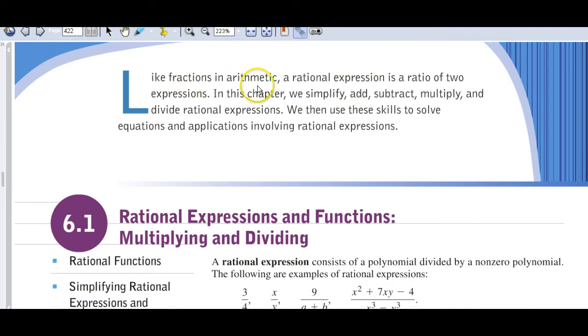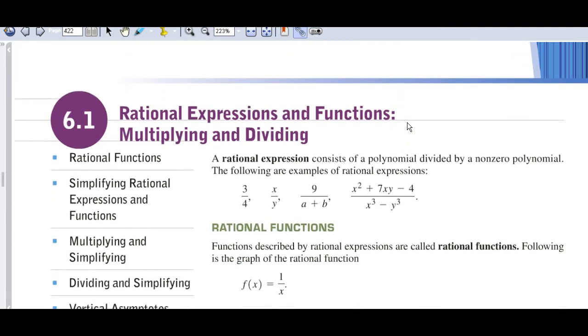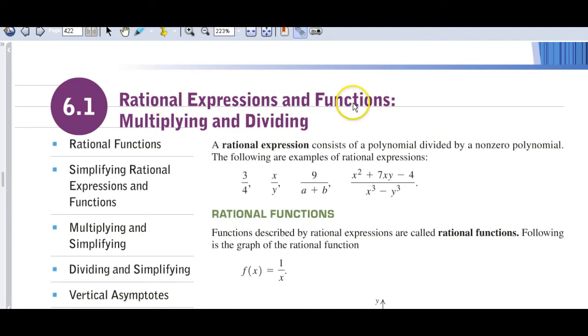So, like fractions in arithmetic, a rational expression is a ratio of 2 expressions. That's one on top, one on the bottom. In this chapter, we simplify, add, subtract, multiply, and they do divide, but we're not going to be doing that. We then use these skills to solve equations and applications involving rational expressions. So as we start topic 1, we're going to look at rational expressions and functions. We're going to multiply and divide. Now this is a little different division than what would have been treated in topic 6.6. This is a more simple division, as you will see.